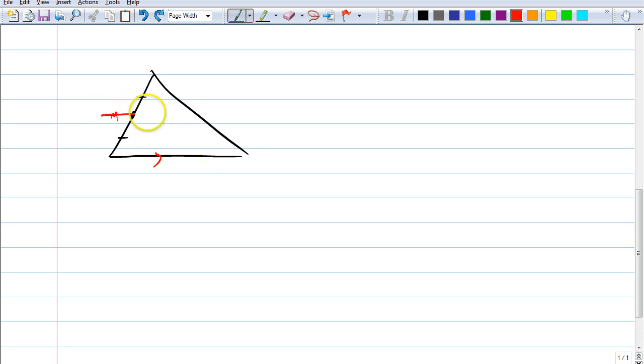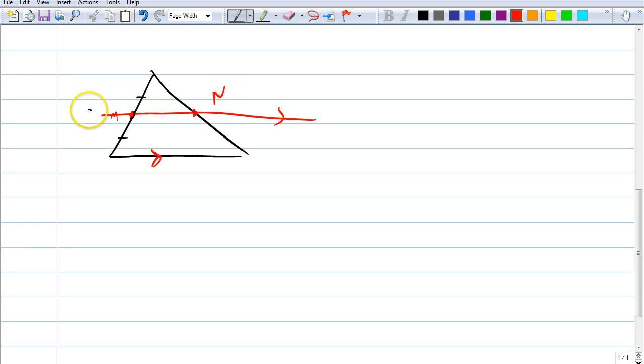I'm just saying these are parallel right here, this one and this. Okay, this is M, the midpoint, because I have these two tick marks there. What can you tell me about this point N? Anybody want to guess what that point might be?